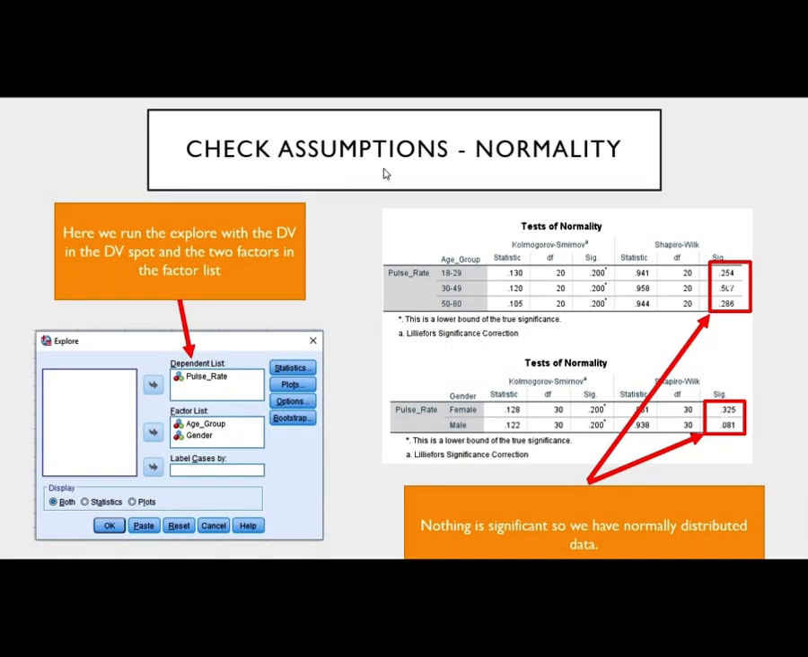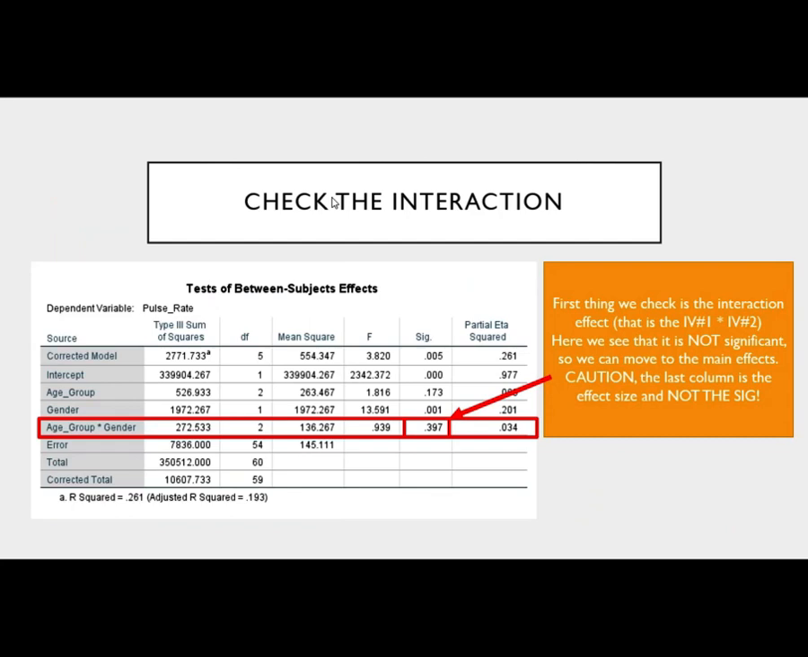All right, so now we want to quickly check the normality. I would go back to Analyze, go to Descriptives and Explore, bring my DV over, bring my 2 IVs over. We get 2 different sets of normality tests because one's for the age group and one's for the gender. You can see that none of these are significant, so we have normally distributed data. All right, so let's go back, and you'd have to scroll back up in your output and look at the tests of between-subjects effects.